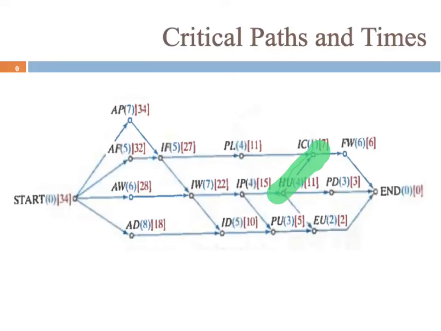There are a few other examples of that in the graph, but let's keep working backwards. So from there, PU only points to EU, so we're going to take 2 plus 3, and that gives us the 5 there. Okay, IP, running into the same situation where we can either take critical time 11 and add 4, or we can take critical time 5 and add 4. We're going to take the 11 and add 4.